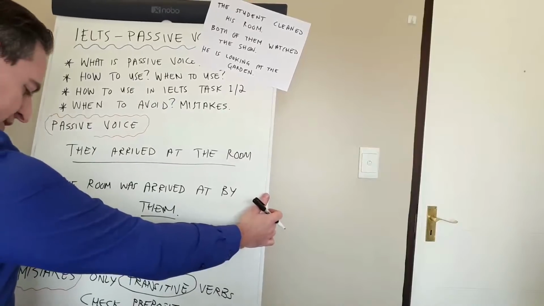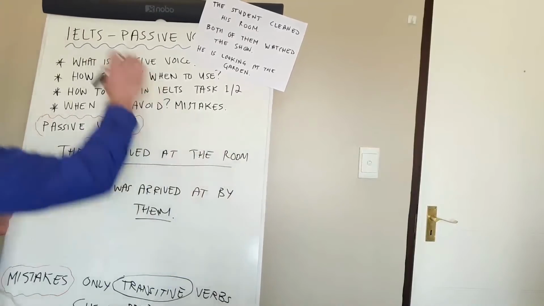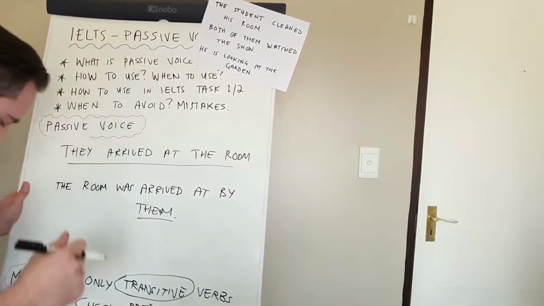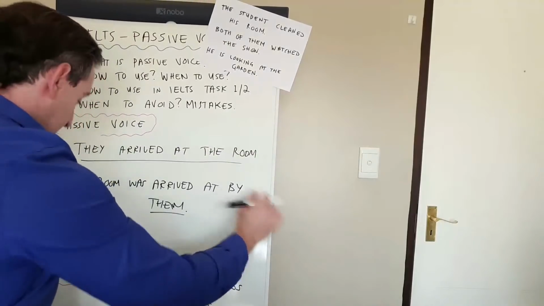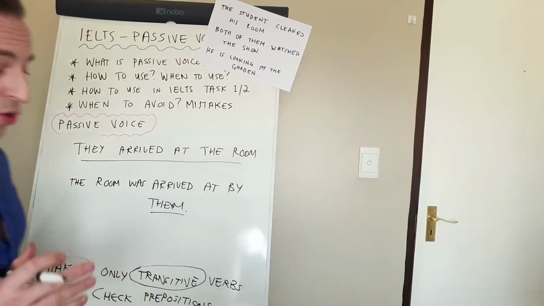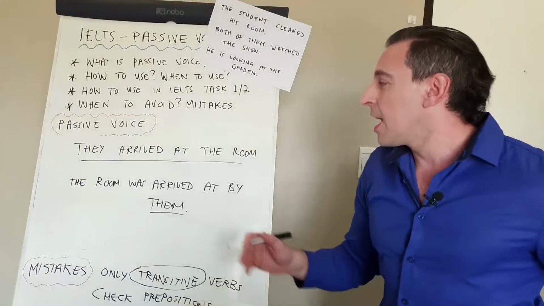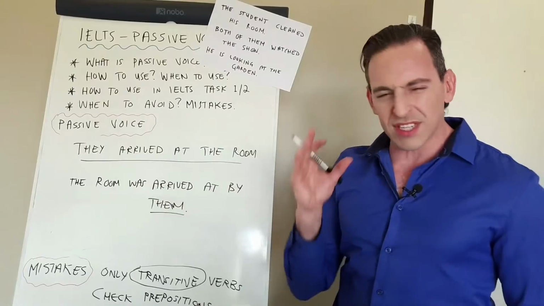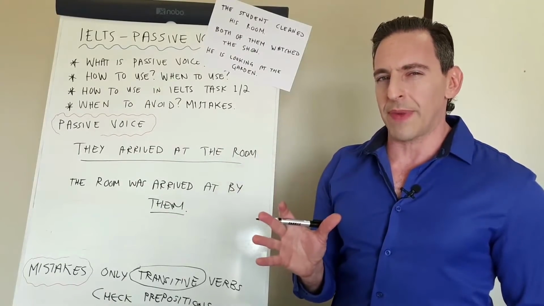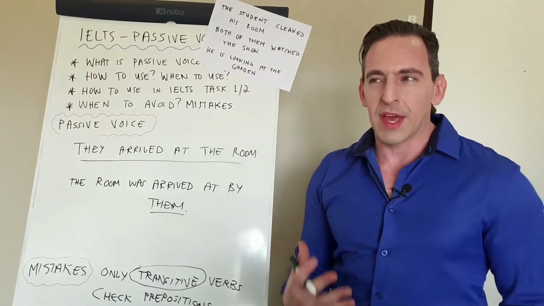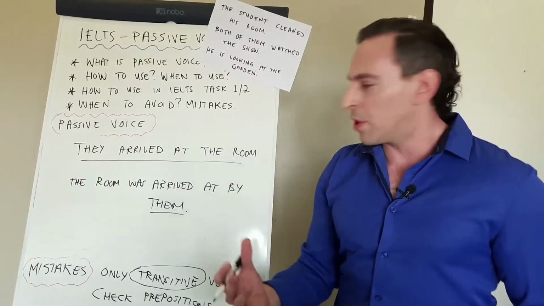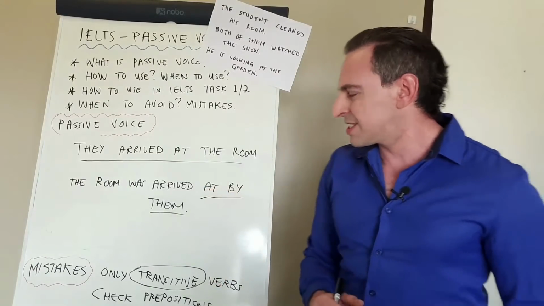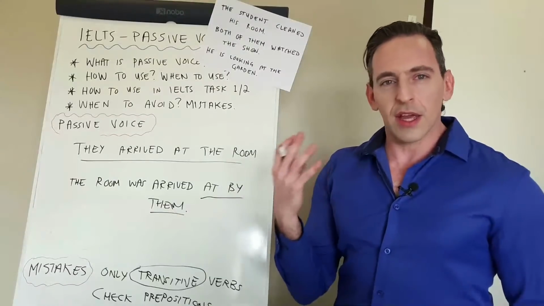So it sounds okay. The room was arrived at by them, but arrived is an intransitive verb. And if you listen to that, there's something a little off about that. The room was arrived at by them. It's too complicated. It's too many words. We've got two prepositions next to each other, and it doesn't feel right.